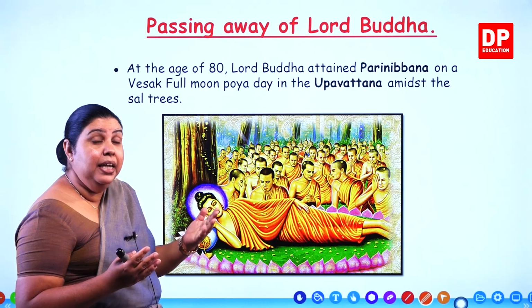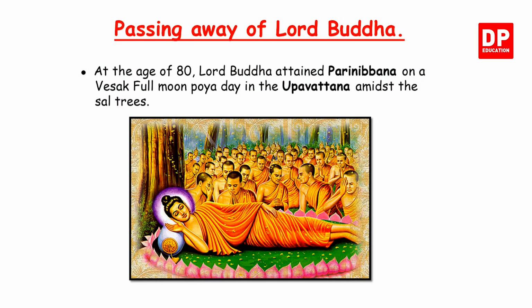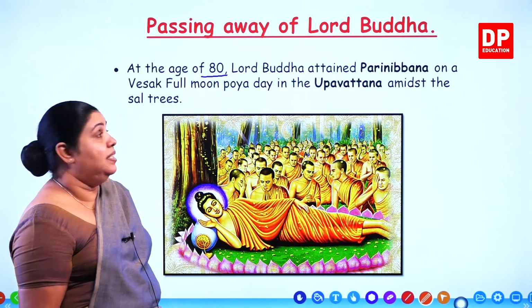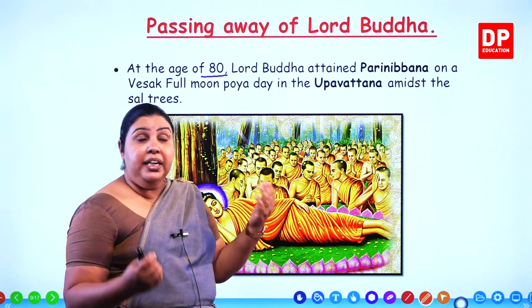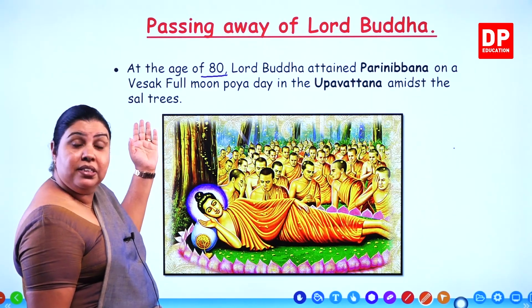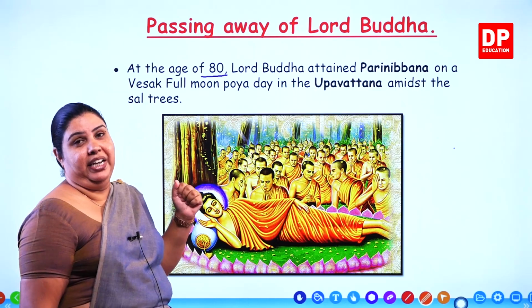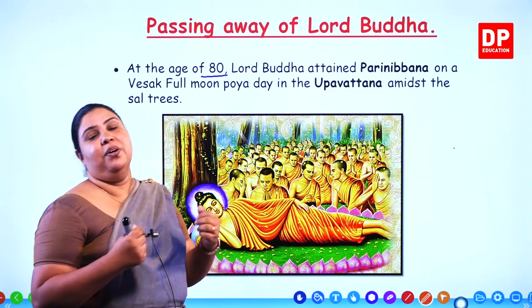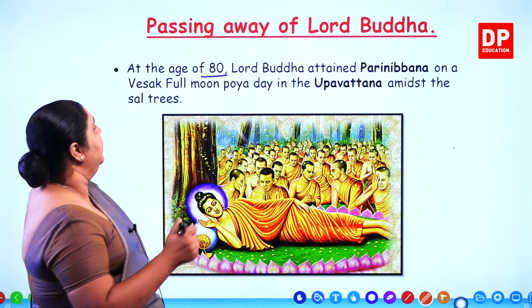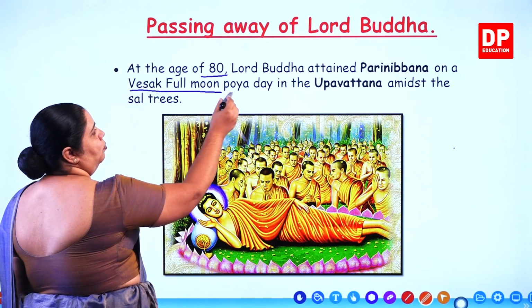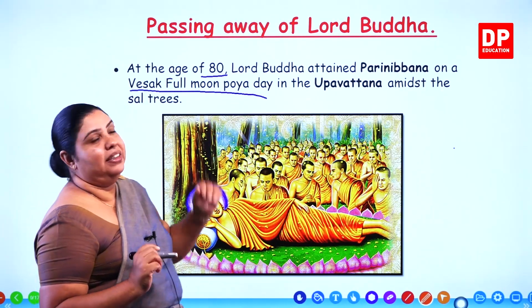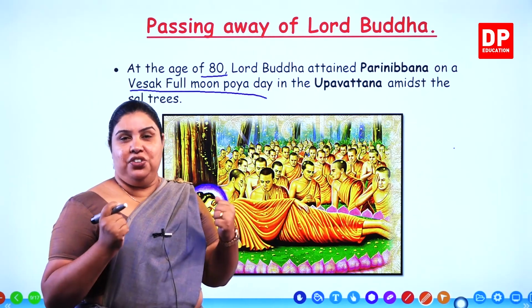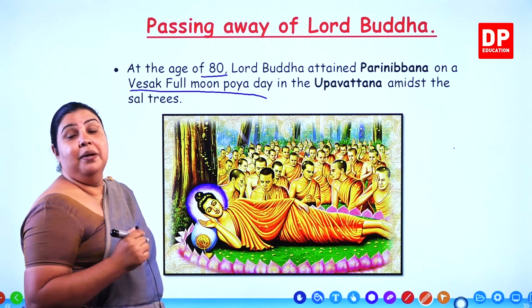We say in Pali parinibbana. At the age of 80, Lord Buddha was 80 years when he passed away. Lord Buddha attained parinibbana, and it happened on another Vesak Poya Day. So the birth happened on a Vesak Poya Day, then the enlightenment happened on a Vesak Poya Day. Now the passing away also happens on a Vesak full moon Poya Day in the Upavattana Salluyana. Upavattana, that is amidst the beautiful sal trees. This is how Lord Buddha passed away.